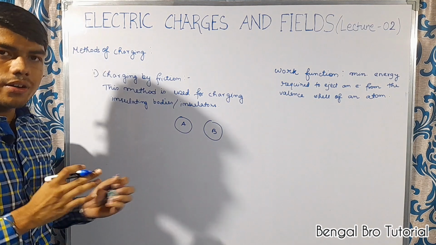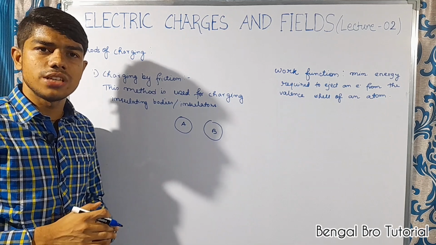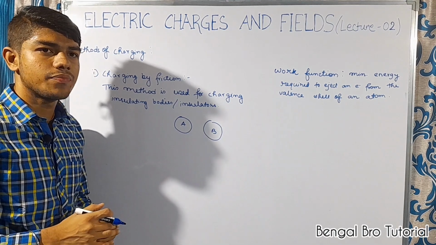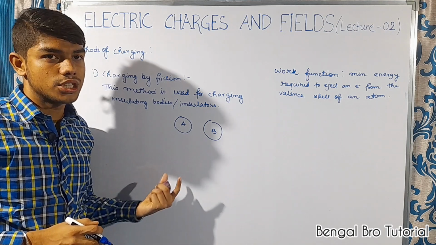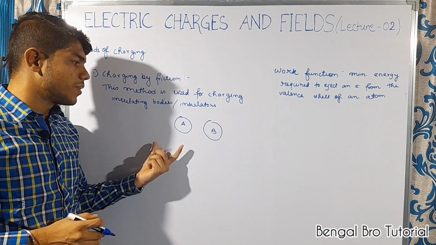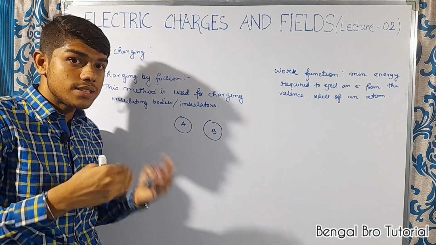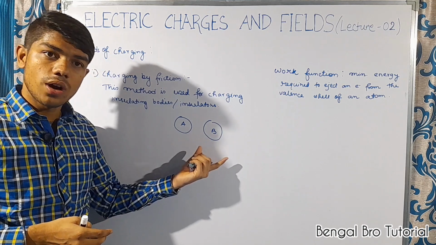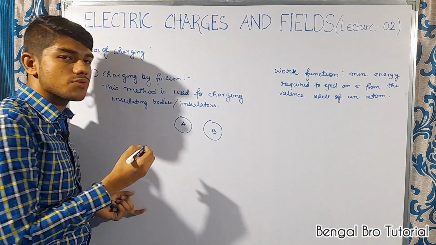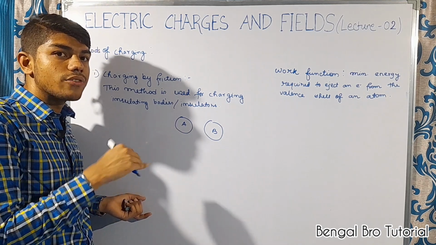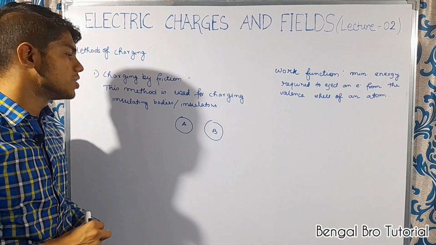So, when we rub these two bodies, due to friction between them, heat energy will be generated. Now, the body which has a lower work function will eject the electron faster than the body which has a higher work function. After that, the electrons from the body with lower work function will transfer to the body with higher work function, and the two bodies will eventually become charged.